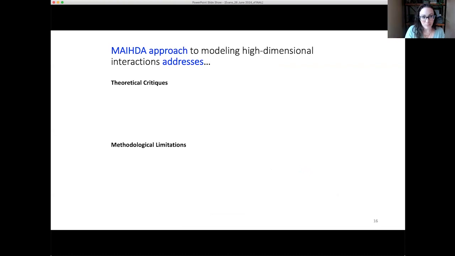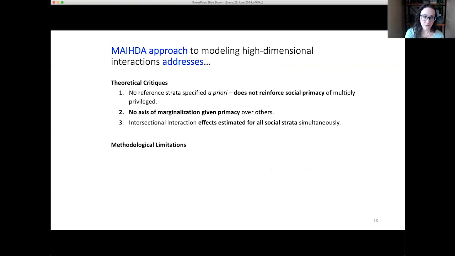So if I had to kind of put a bow on all of this and summarize, MAIHDA is helping us with those theoretical critiques. So we aren't necessarily reinforcing social primacy of any particular group because we're not saying every group's average is going to be in comparison to that reference category. We end up just kind of taking our betas together and saying, this is the additive expectation and here's the interaction effect for each group. So we're not doing that sort of social primacy issue.